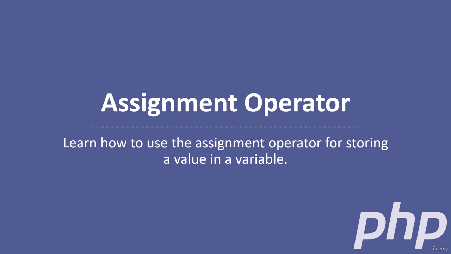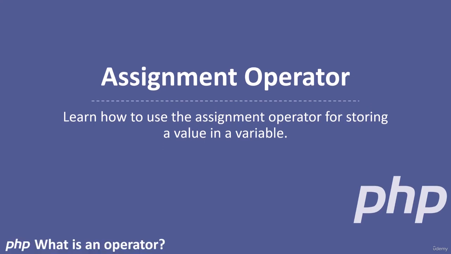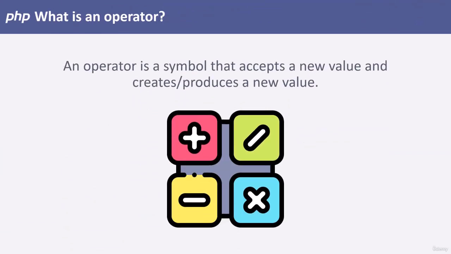In this lecture, we're going to store a value inside the variable we created from the previous lecture. We can accomplish this task by using an operator. To be more specific, the assignment operator. But what is an operator? An operator is a symbol or character that accepts a value. This value then gets produced into an entirely new value. This is important to understand. Operators always create a brand new value from an existing value.